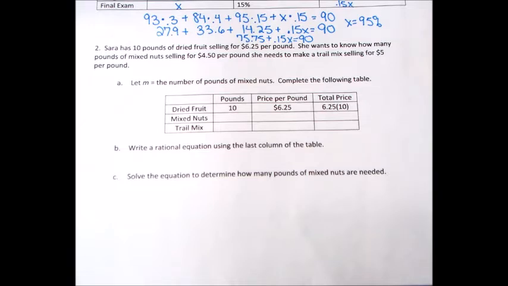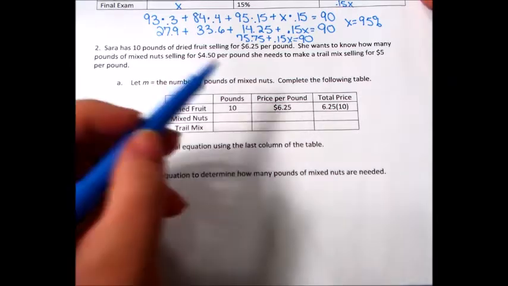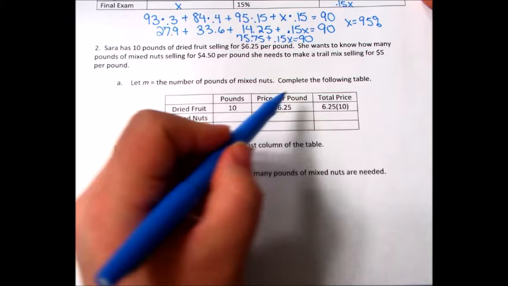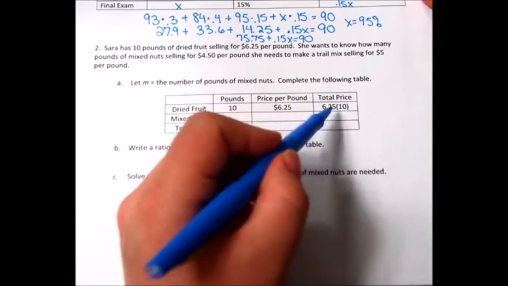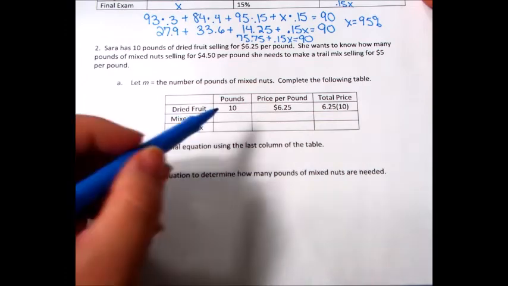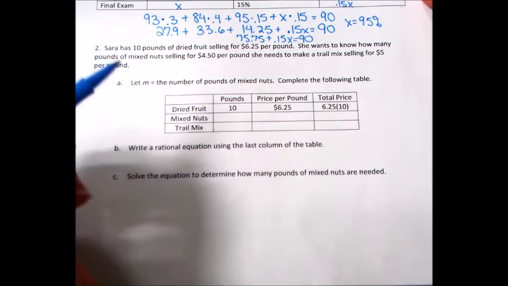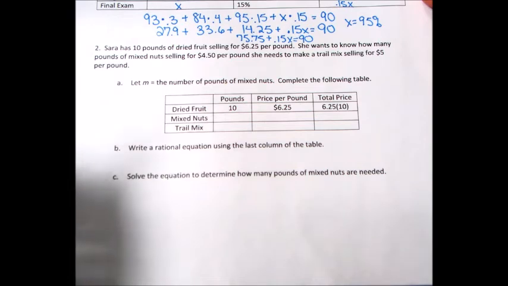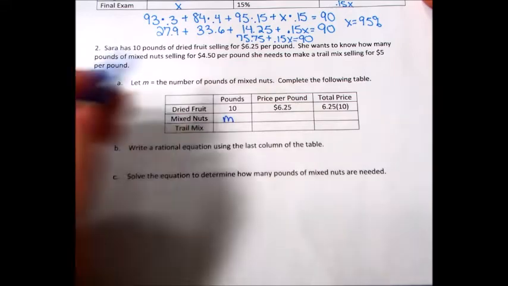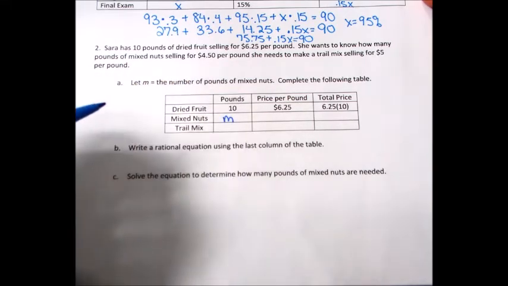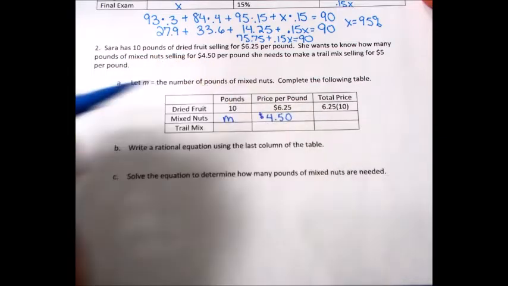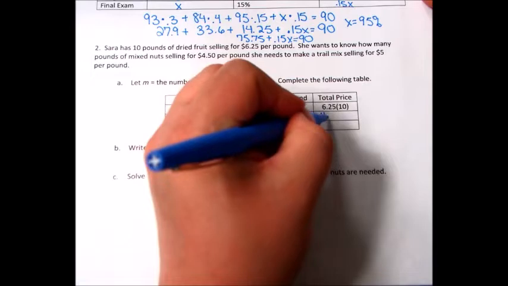So she gets 10 pounds of dried fruit. It's $6.25 per pound. So the total price would be $6.25 times 10. Then mixed nuts. Sarah is going to get M amount of mixed nuts. M is the number of pounds of mixed nuts. It costs Sarah $4.50 per pound. So therefore 4.5 M would be the total price.